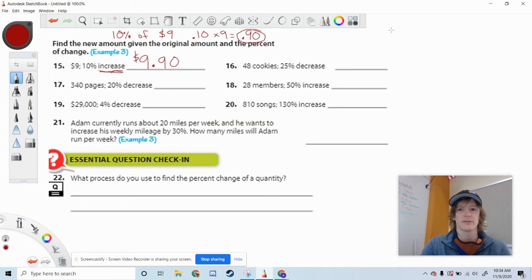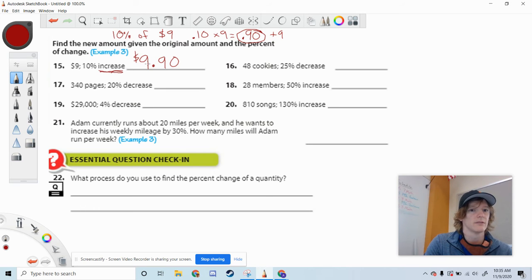So on this, the first thing we needed to do was figure out what 10% of 9 was. And you may know the trick. If you're doing 10% of 9, we just move the decimal over. So this one, it's going up by that amount. So we just need to add that 0.90 plus our original amount, and there you get it.